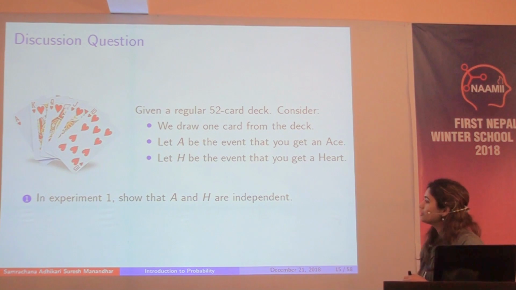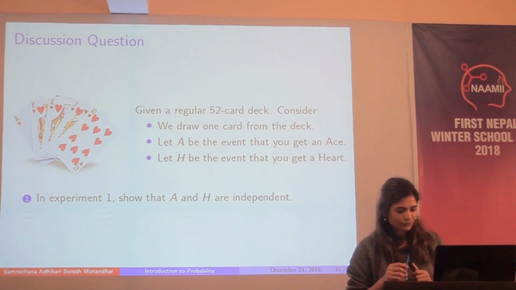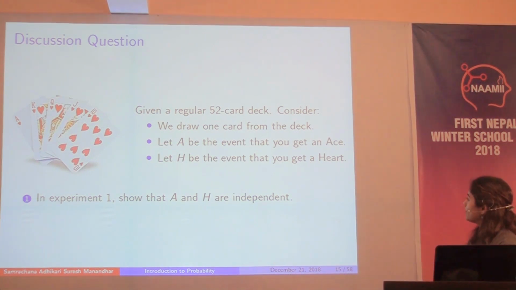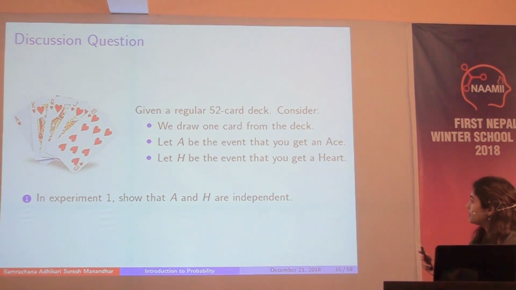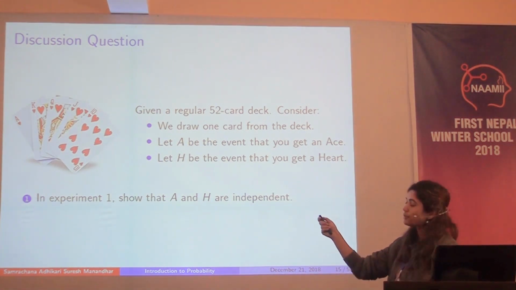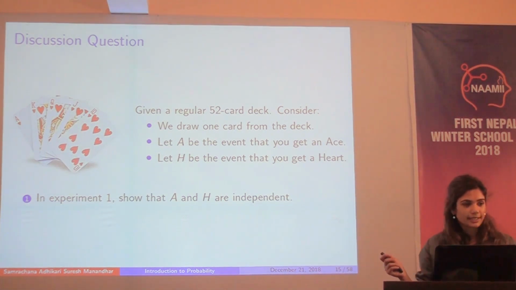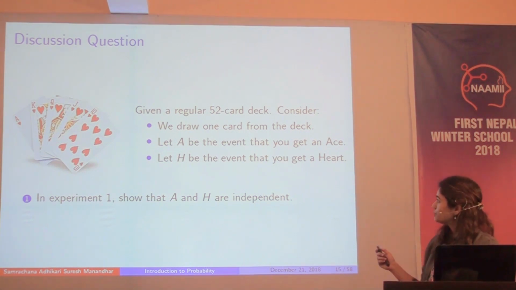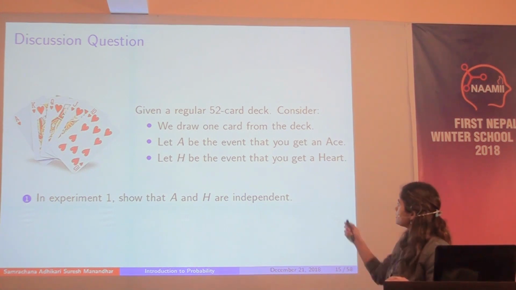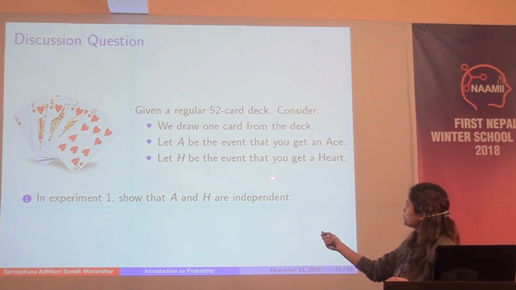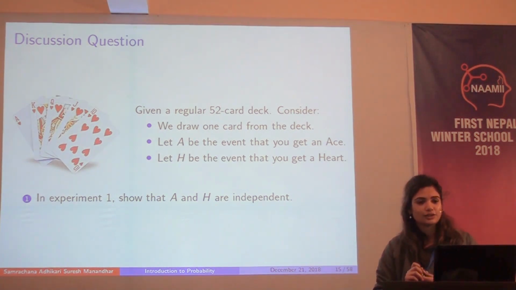So in that case, we'll go back to examples and try to compute some of the conditional and joint probability. So we'll go back to this example of drawing from a 52-card deck. In this example, we draw one card from the deck, and then we'll again draw another card without replacing the first one. So let A be the event that you get an ace, and H be the event that you get a heart. Can you show A and H are independent?